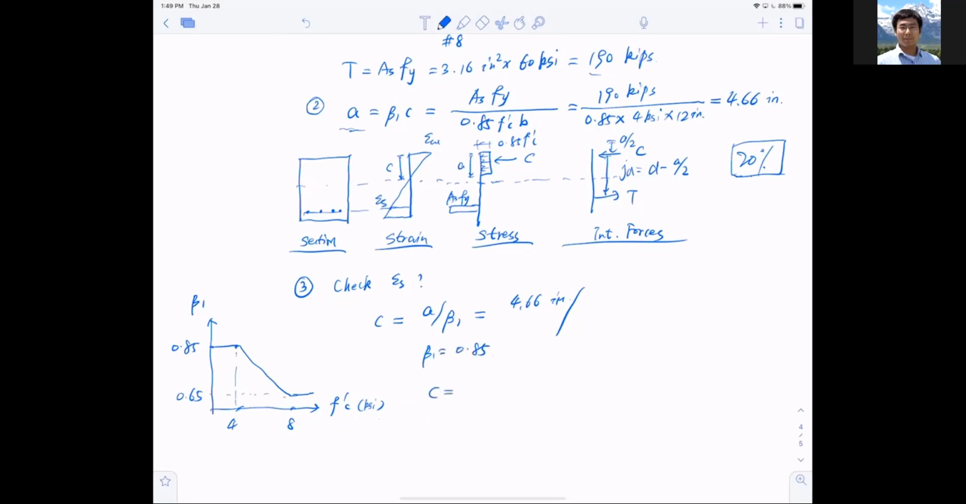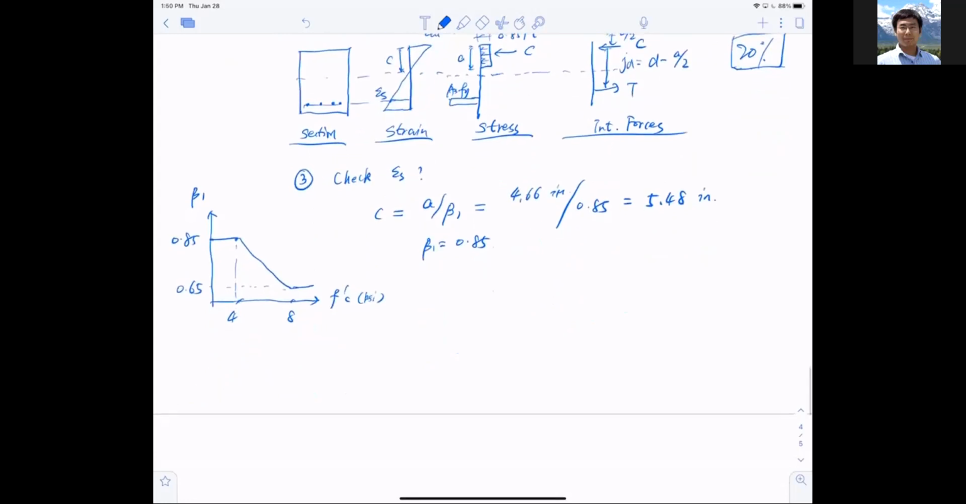So c equal to, oh sorry, I already have it here, apologize. c equal to 4.66 inch divided by 0.85, and I got the actual compression zone c equal to 5.48 inch. Pretty good, because immediately I can compute my epsilon s equal to depth minus actual compression c, divided by c, multiplied by epsilon cu. So depth 17.5 inch minus 5.48 I just got, divided by 5.48, and multiply epsilon cu.